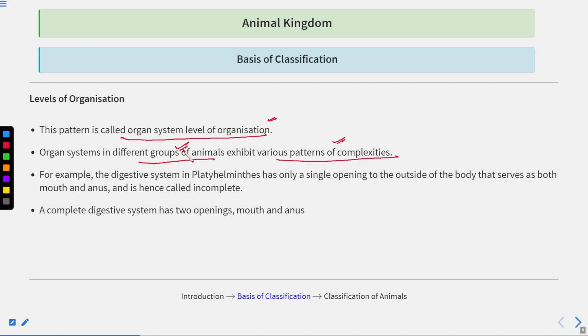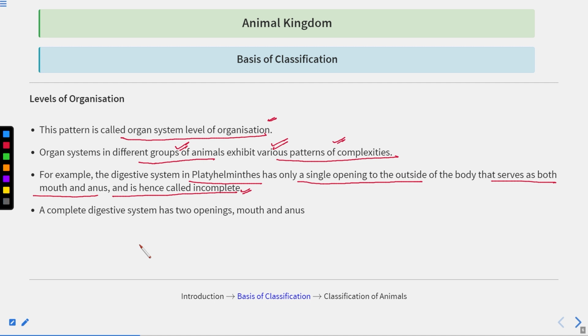Very complex things you can see in the case of organisms showing the organ system level of organization. For example, the digestive system in platyhelminthes has only a single opening to the outside of the body that serves as both mouth and anus, and it is called incomplete. We say that the digestive system is complete only when it has two openings, one mouth and another the anus. Then we can say that this particular organism has a complete digestive system.